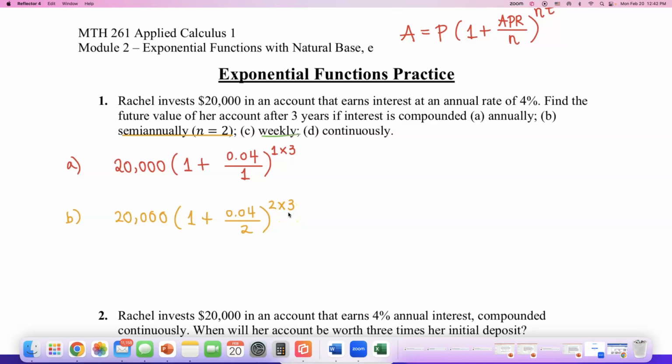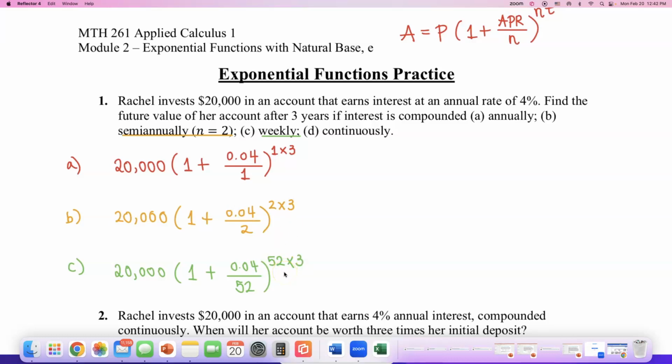C is weekly, okay? You have 52 weeks in a year. So you'll be dividing that annual rate by 52 to convert it into a weekly rate. And how many weeks do you have in a 3-year period? You have to do 52 times 3.